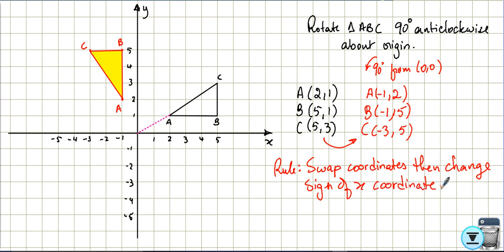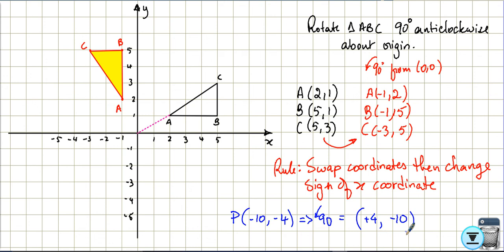So now, knowing this, we can do this without using any protractor and any ruler and anything else. Just learn the rule. For example, if we have the point minus 10, minus 4, and we need to rotate this by 90 degrees anti-clockwise from the origin, our result would be swap coordinates, so minus 4, minus 10, then change the sign of the x coordinate, that's positive, so it will become plus 4, minus 10. Okay, so that is a rotation of 90 degrees anti-clockwise about the origin.